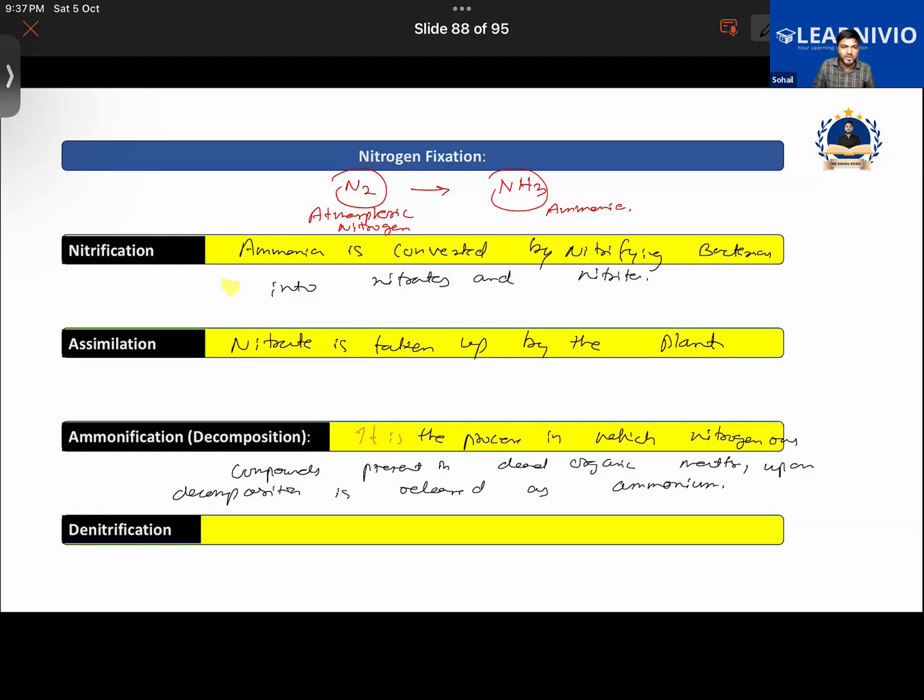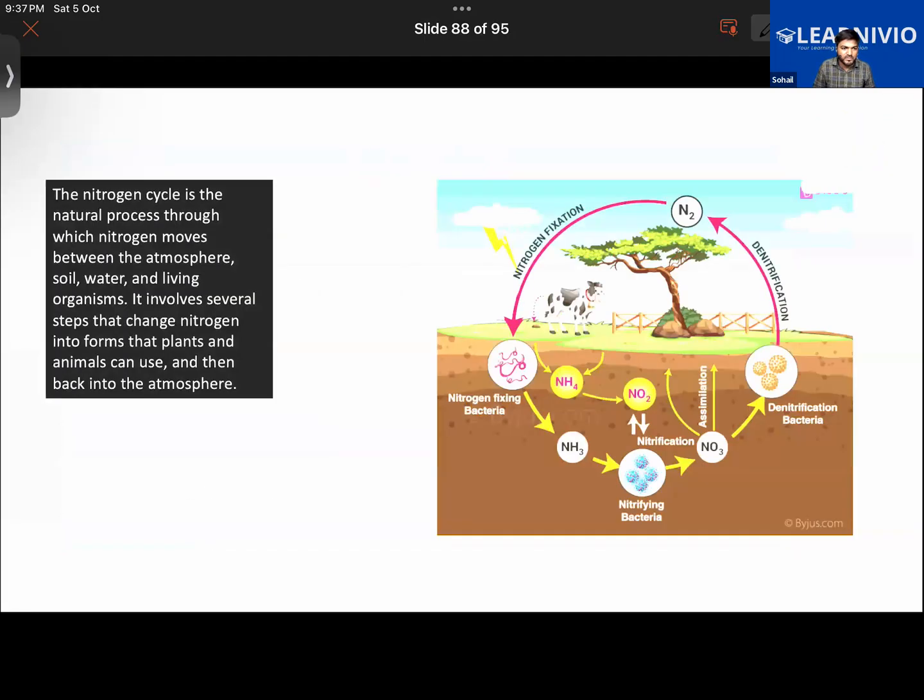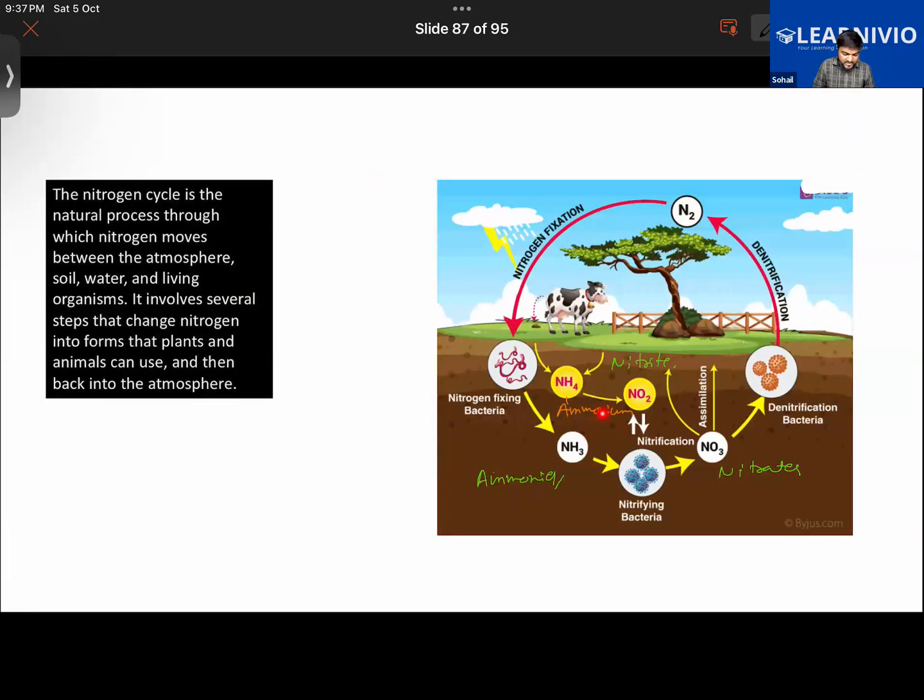This has several benefits as well. This ammonium is taken up by the plants, as it is one of the nutrients for the plant. Getting it now?